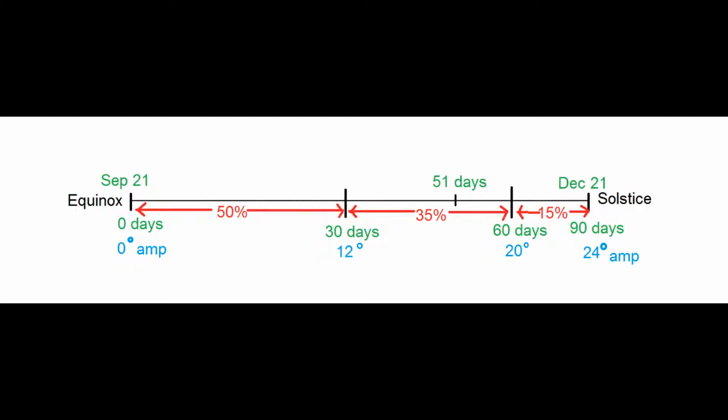Now, eyeball the line and guess about where the 51-day point is on your line and make a mark there. Your line shows you the amplitude is going to be somewhere between 12 degrees and 20 degrees, and a little bit closer to 20 degrees than to 12 degrees. You are 51 days out from the equinox. During the first 30 days, the amplitude changed 12 degrees. You'll have to extrapolate to determine the change in the remaining 21 days.